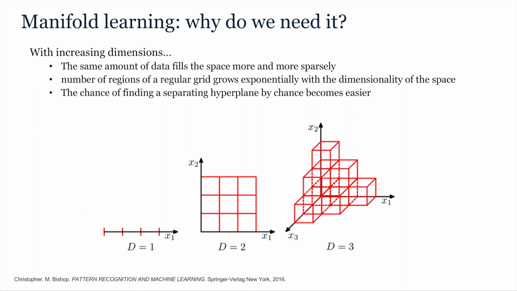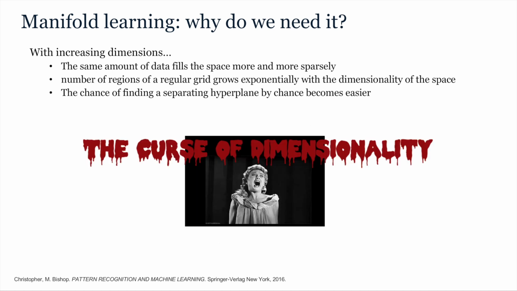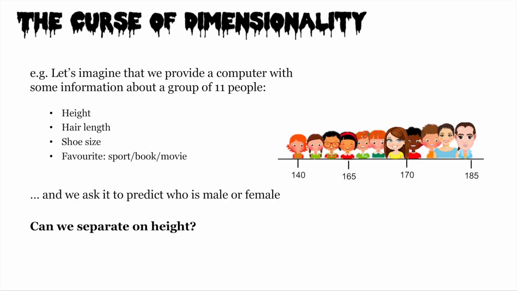This is a problem because with increasing dimensions, the same amount of data fills the space more and more sparsely, leading to something known as the curse of dimensionality. So why is this so bad? Well, let's consider building a classifier of gender based on stereotypes, starting with something vaguely sensible, in this case height. In general, men are taller than women, so if we try and make a binary prediction on gender based on height, we are likely to do better than average.